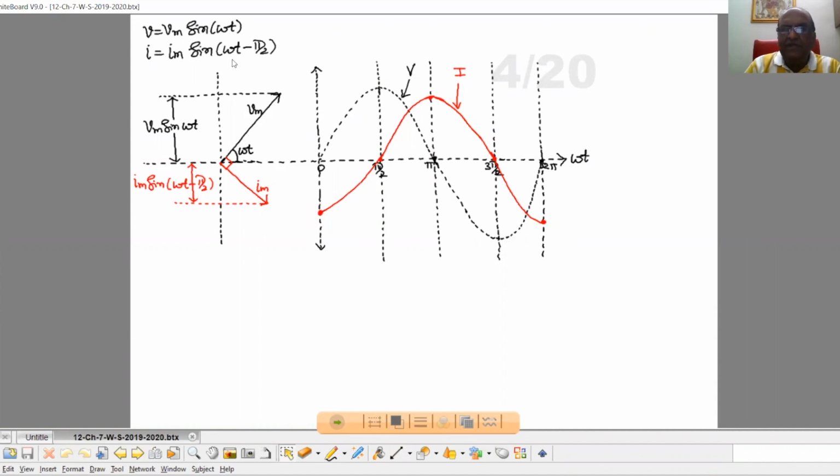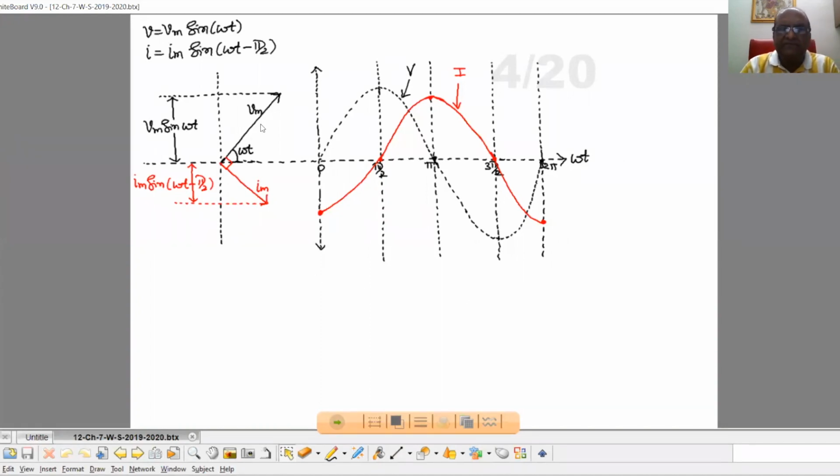Now if you take omega t equal to pi by 2, then pi by 2 minus pi by 2 is 0, sin 0 is 0, so your current is 0. And then after it, follow this sine function like this. Clear to all of you?